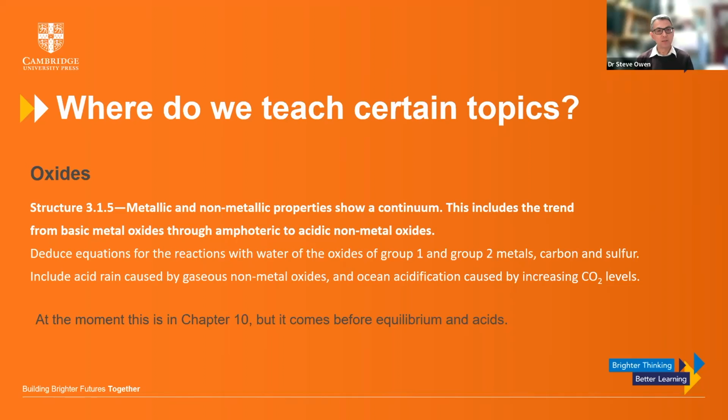But then this syllabus goes on to talk about acid rain and then ocean acidification. And I think these are very difficult topics to talk about if the students haven't already looked at equilibria, they haven't looked at Le Chatelier's principle, they haven't looked at some things to do with acids and bases. So again, I think it's quite nice to teach that towards the end of the course and relate it not only to other parts of the syllabus, but also to things which are major environmental concerns as well.